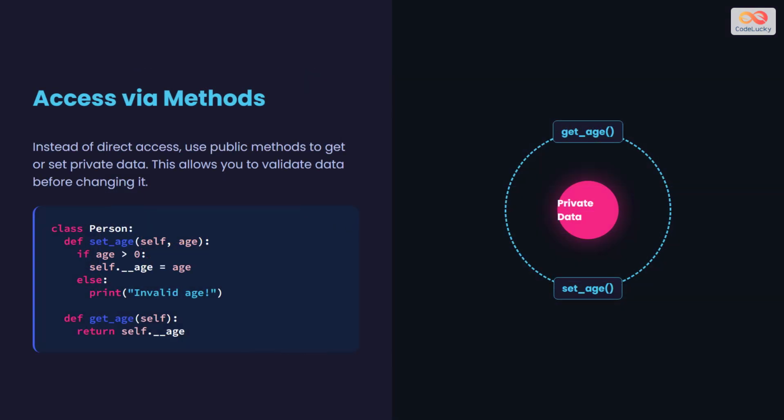So, if data is private, how do we use it? The best practice is to use methods. We create public methods, often called getters and setters, to interact with the private data. This allows us to add logic, like checking if an age is valid before assigning it, ensuring our object stays in a valid state.